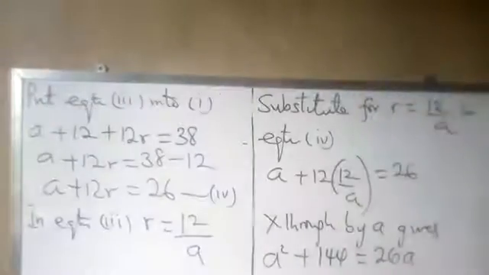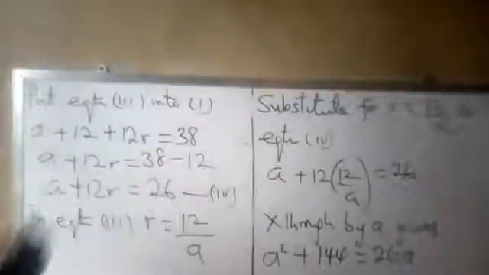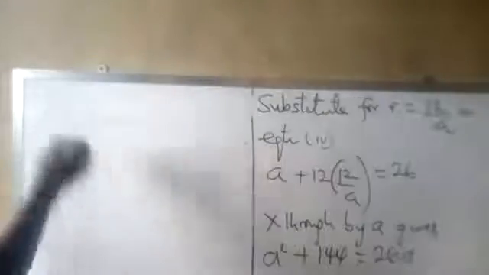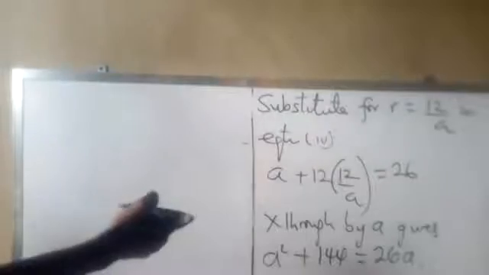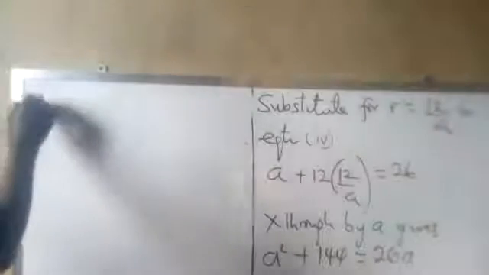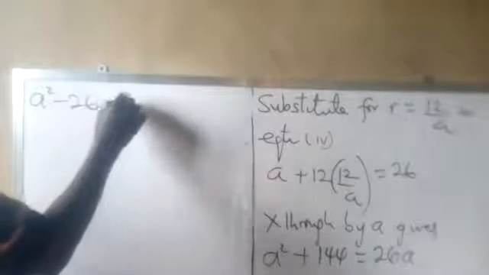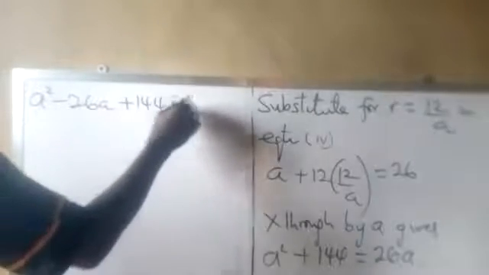Another way of doing that is just to find your LCM and you get the value. The same thing as multiplying through by the denominator of that fraction. So eventually you're going to have what? Now this is now an equation. a squared minus 26a plus 144 is equal to 0.